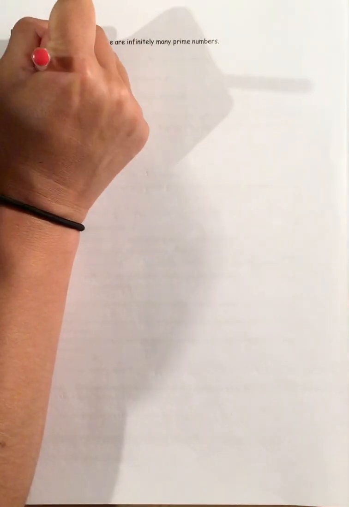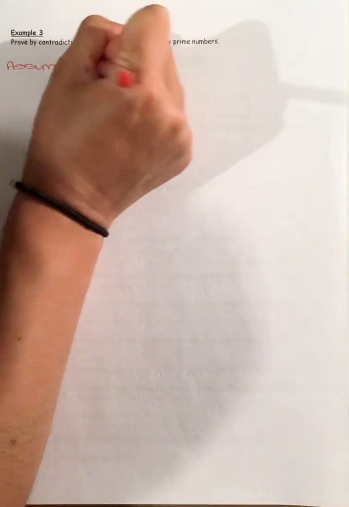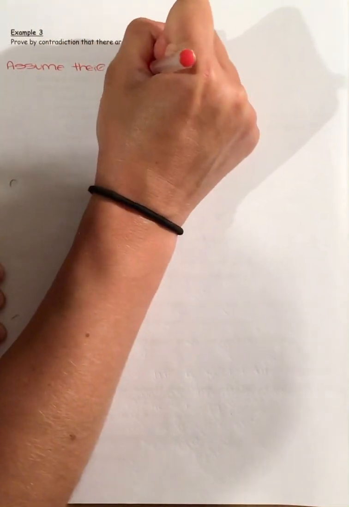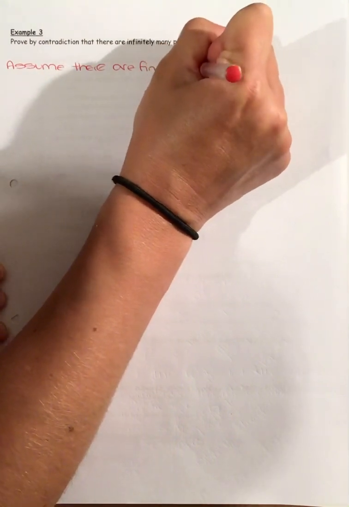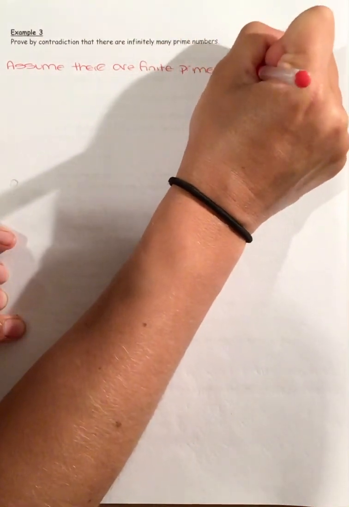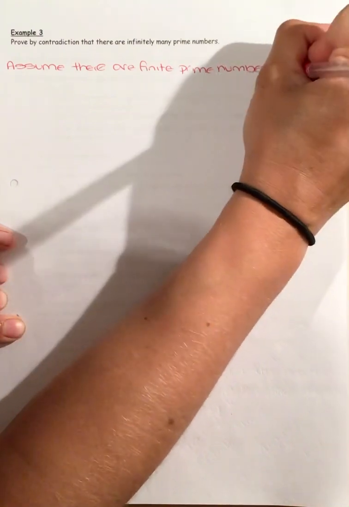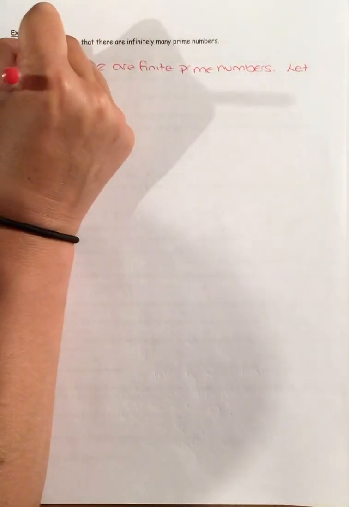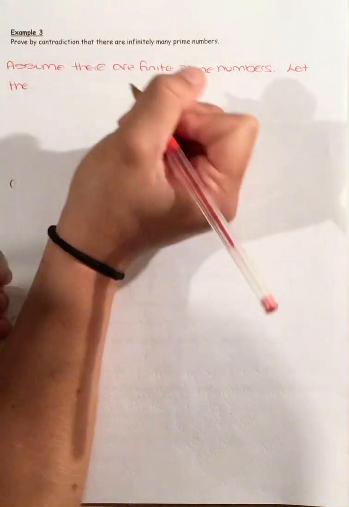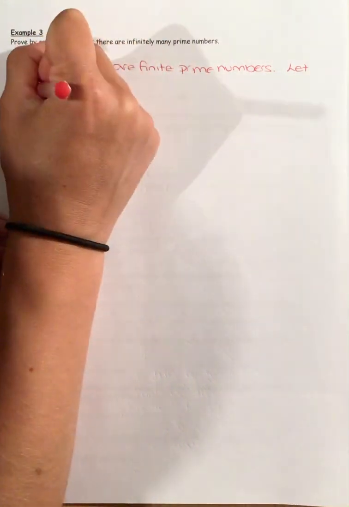Right, let's look at one final example of proof by contradiction. Again, a really common example, and this is to prove that there are infinitely many prime numbers. So our assumption is the opposite of that. So we're going to assume there are finitely many primes, and let's call them P1, P2, all the way up to Pn, where Pn is the last prime number.